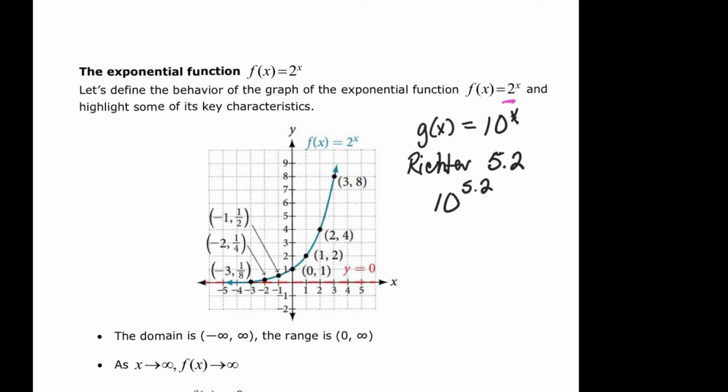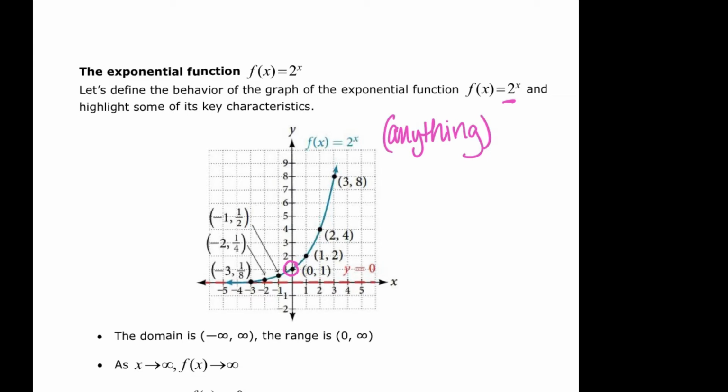This one is on your calculator. You should have a 10 to the x. Some calculators have a 2 to the x, and some do not. But let's go back to our graph now. There are 3 really important points on this graph. They kind of are the foundation for the graph. 0, 1: anything raised to the 0 power equals 1. So that's something you need to remember. Doesn't matter how complicated it is. If it's raised to the 0 power, it equals 1.